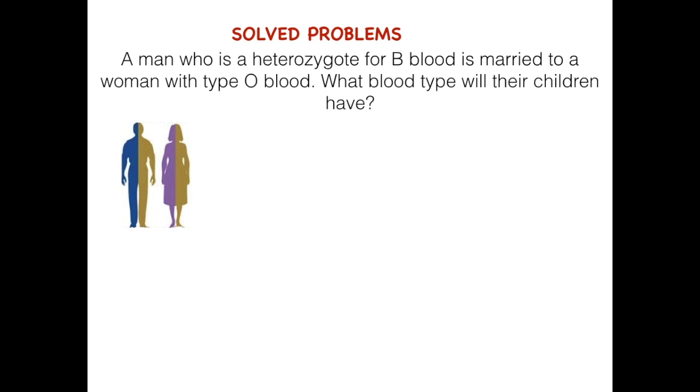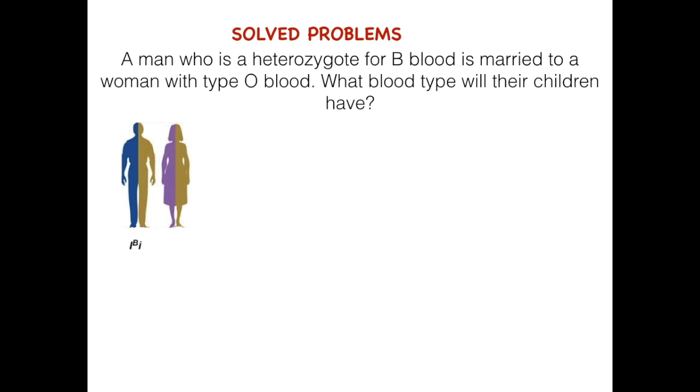So here's the man and the woman. Now we know that the man is heterozygote for the B blood type. So we know that he's not homozygous, so he doesn't have IB IB, and neither can he have IA, because they are codominant alleles, right? If you have IB with IA, you will have AB blood type, but the man has B blood type and the man is heterozygote. So that information is sufficient for you to conclude the genotype of this man, and that is IB and small i. He is heterozygous for the blood type B.